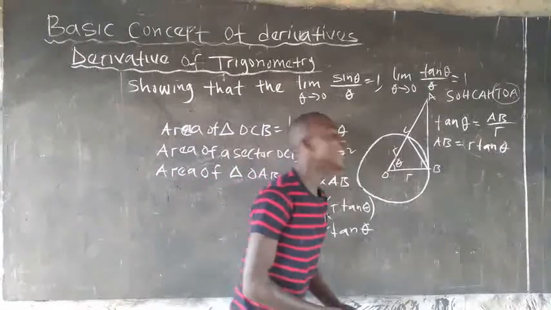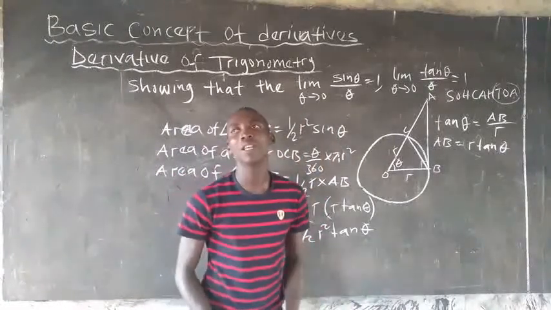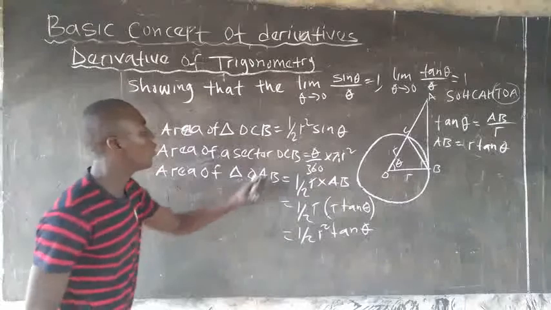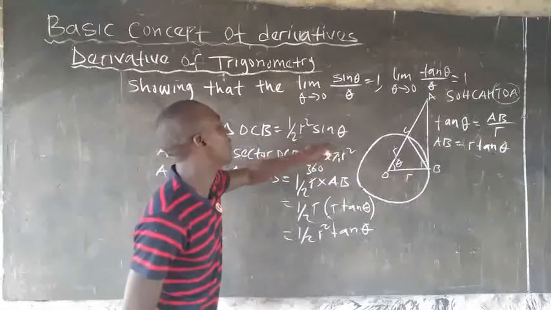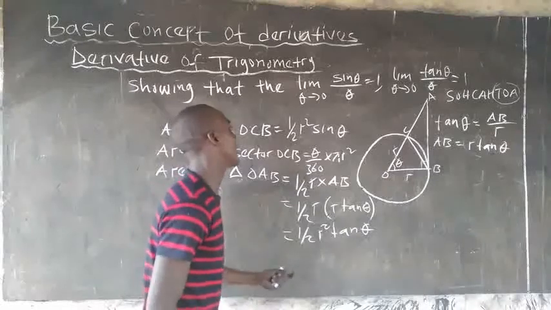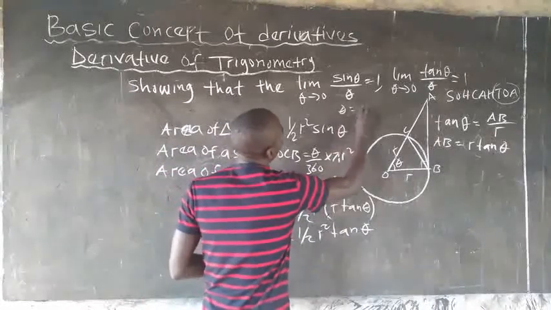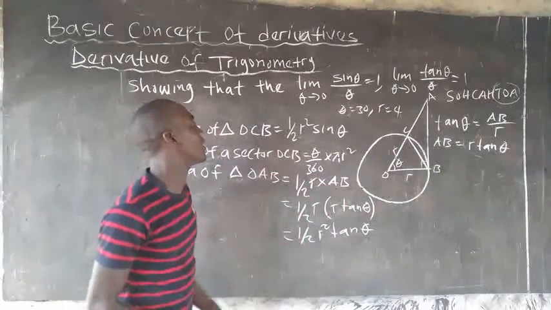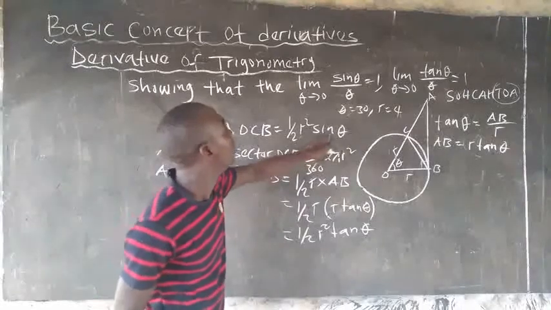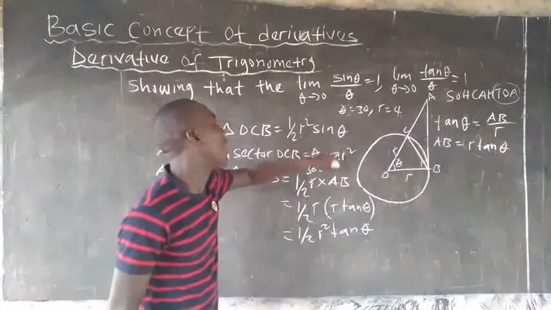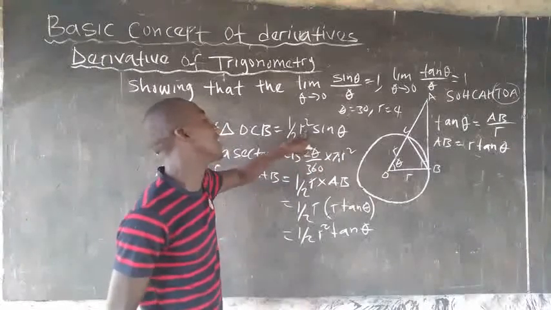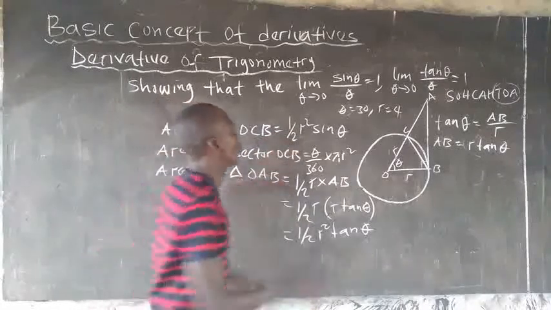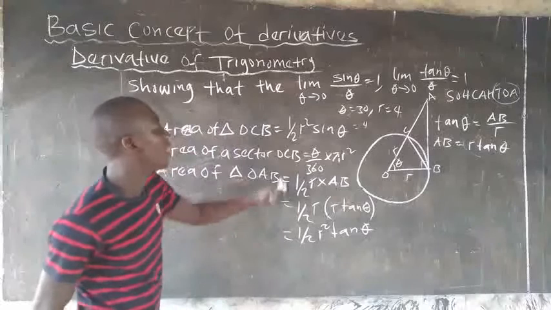Now I want to show you some things again. Let's assume that theta is equal to 30 and our r is equal to 4. If r is equal to 4, here we have 16, and here we will have sin 30, which is 0.5, that is 1 over 2. 1 over 2 times 16 gives 8, and 8 times 1 over 2 gives 4.